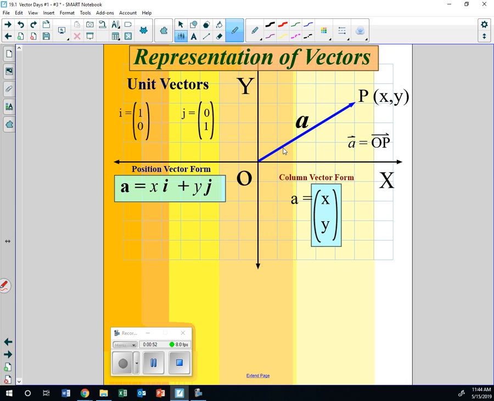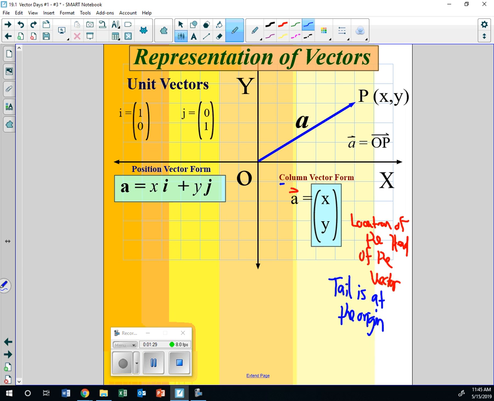So when we see what we call a column vector, this is the location of the head of the vector, x, y. And then we assume the tail is at the origin. Sometimes you'll have to move points so that you get the tail of a vector at the origin. We'll deal with that, but for right now, this is the notation we have. This is called the column vector. It's my favorite. It's the quickest, the easiest to do.